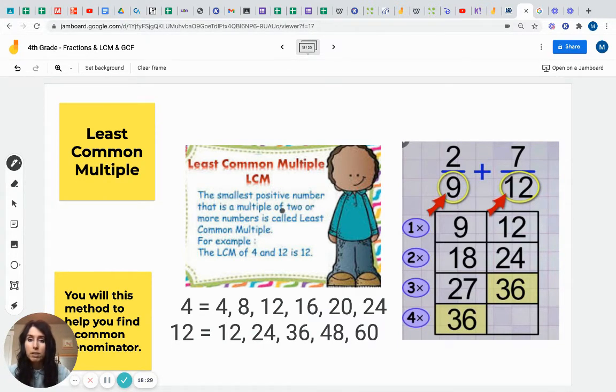The smallest positive number that is a multiple of 2 or more numbers is called the least common multiple. For example, the least common multiple of 4 and 12 is 12. So we're comparing 2 things together. So what would be the least common multiple between 4 and 12? So all you're going to do, because it says a multiple, is remember where we do the multiples of 4. What are the multiples of 4? 4 times 1 is 4. 4 times 2 is 8. 4 times 3 is 12. Or you just say, what's 12 plus 4? 16. What's 16 plus 4 is 20, skip counting by 4.